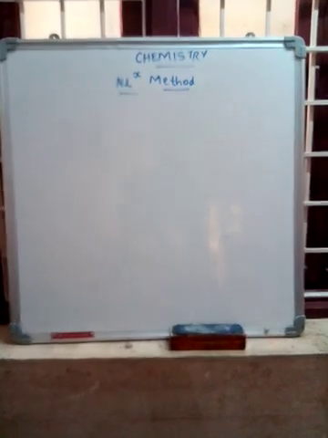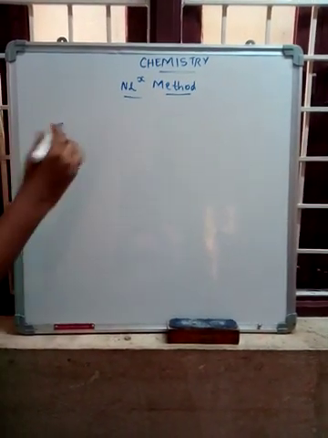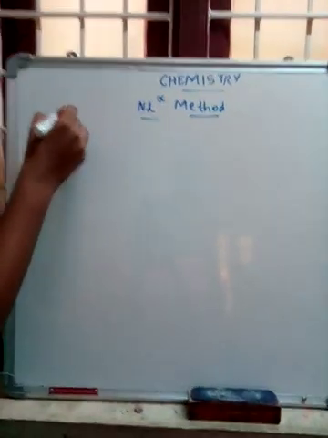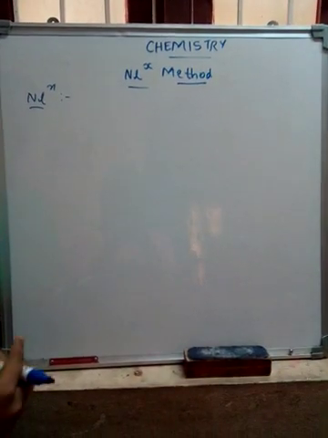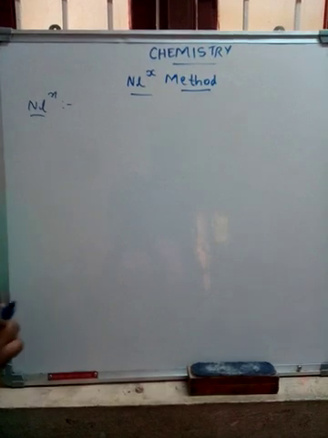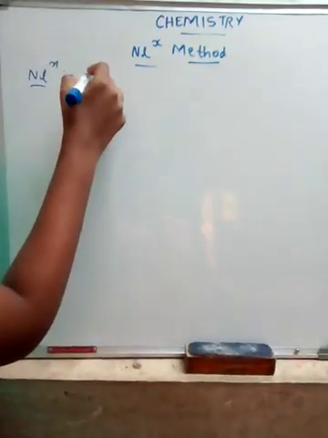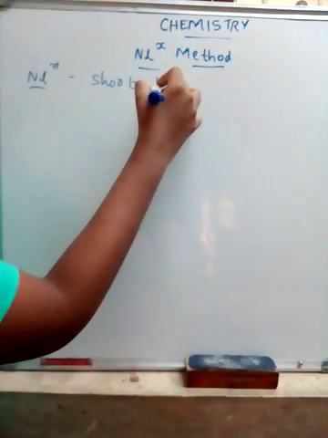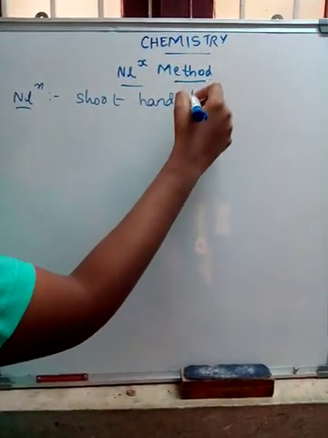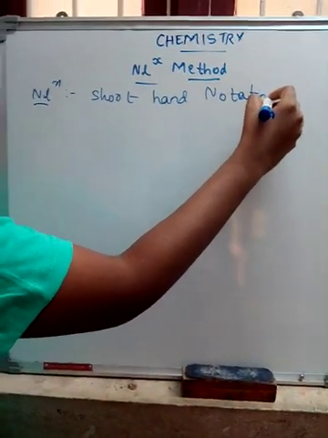Hello everybody, today I am going to explain the NLX method in chemistry. Actually, this NLX method is an electronic configuration method. This method helps to find the electronic configuration. This is also known as the shorthand notation method.